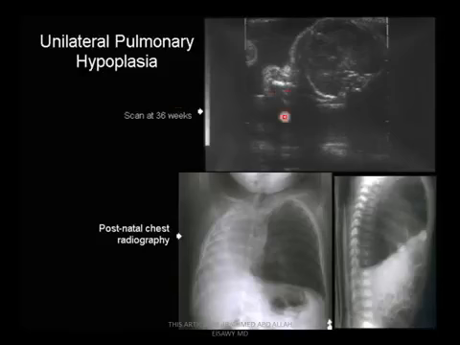Unilateral pulmonary hypoplasia, scan at 32 weeks. Postnatal chest shows right unilateral pulmonary hypoplasia, with decreased volume on the side with hypoplasia and shift of the intestine to this side. Unilateral pulmonary hypoplasia.